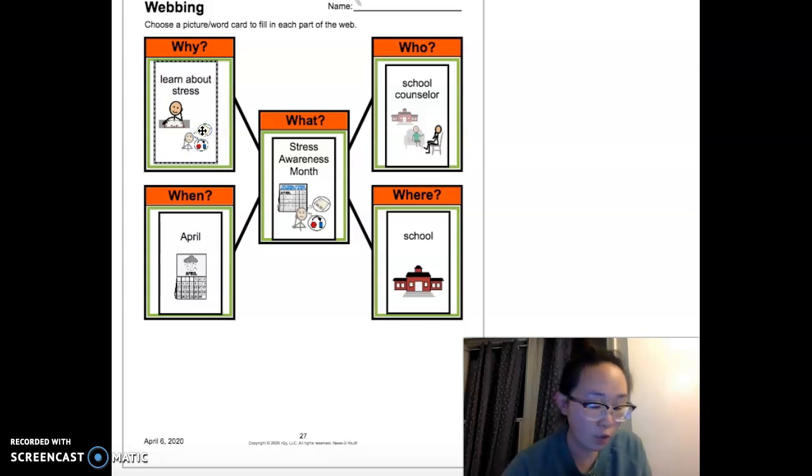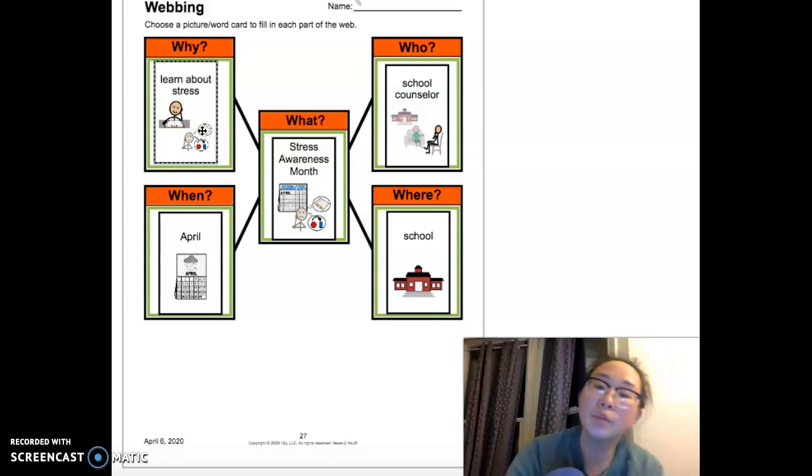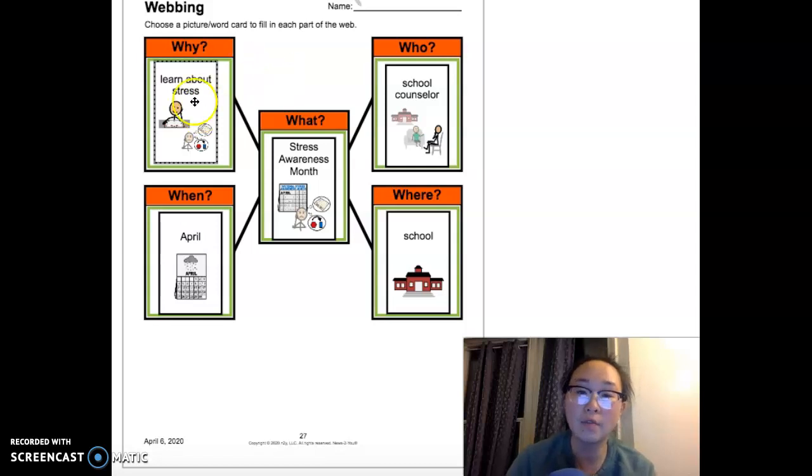And so for those of you who have an AAC device, you can definitely also look up some of these terms on your talker. You can look up April, the month. You can look up school counselor. You can definitely find school on your talker. All of these are, maybe not all, but a fair amount of these you should be able to find on your talker just to practice working with it.